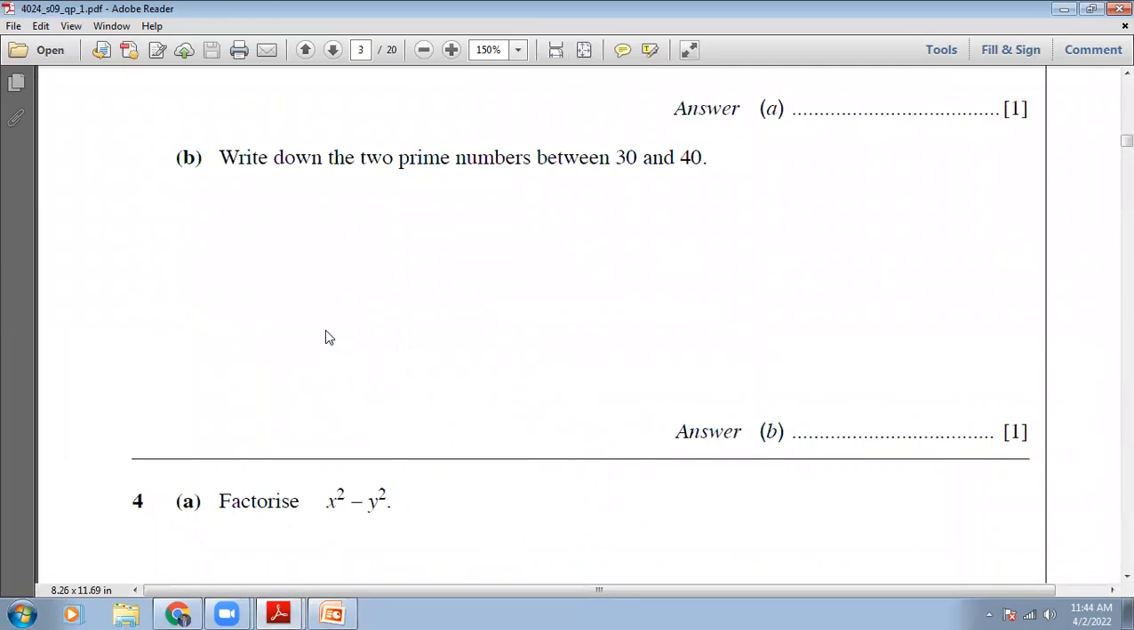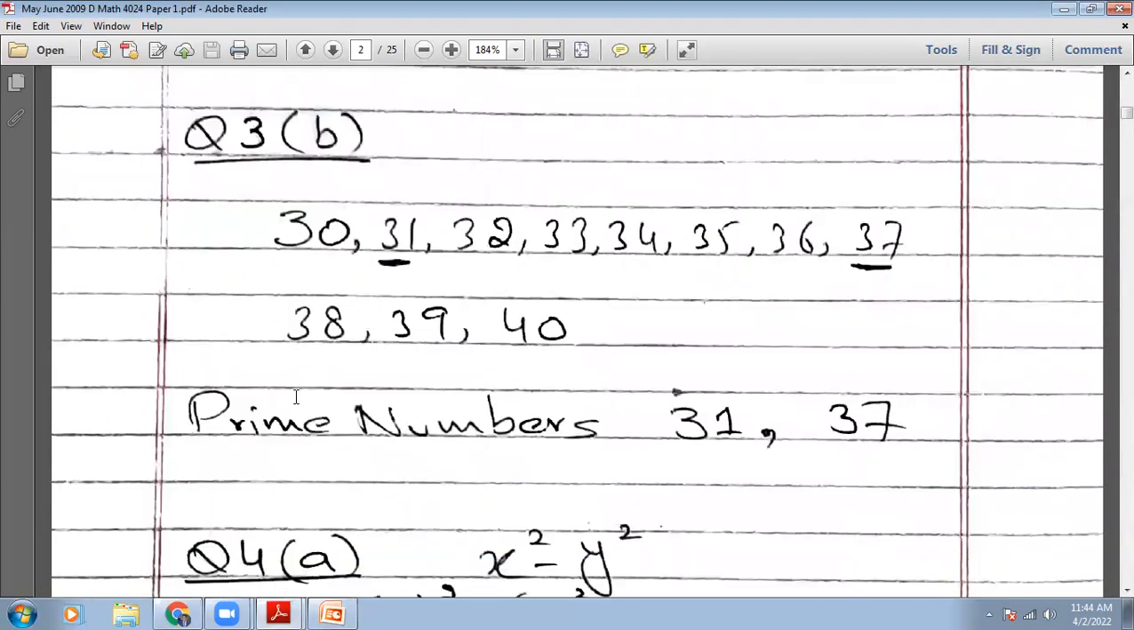Question number 3B part. Write down the 2 prime numbers between 30 and 40. A simple and straightforward question. I've written the numbers from 30 to 40: 30, 31, 32, 33, 34, 35, 36, 37, 38, 39, 40. Which numbers are the prime numbers? Prime numbers are those numbers which cannot be divided by any other number. So 31 and 37 are the two prime numbers between 30 and 40. So 31 and 37 will be the answer.